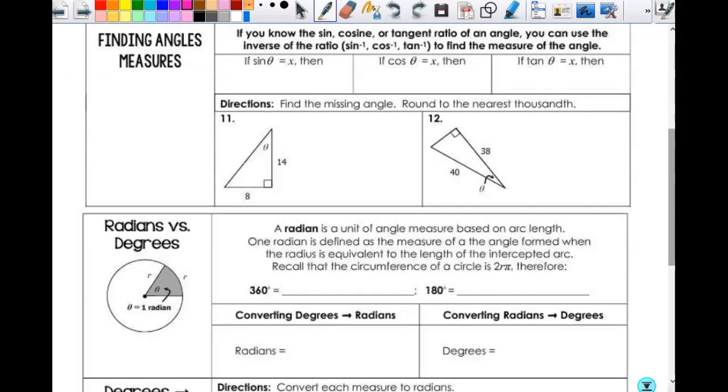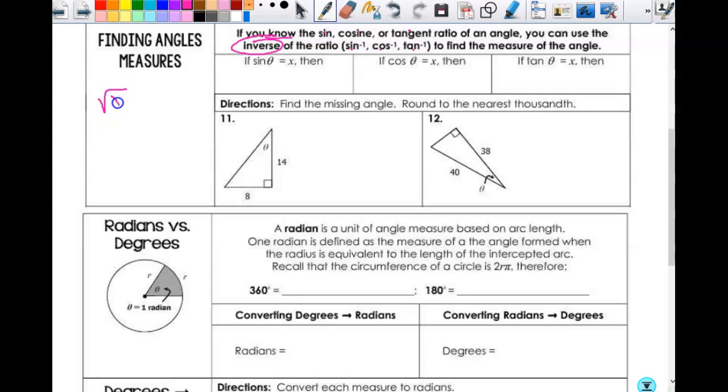So if you know the sine, cosine, or tangent ratio, then you can use the inverse of the ratio. So listen carefully to this as well. This is sine inverse, cosine inverse, and tangent inverse. It is not sine to the -1 power or anything ridiculous like that, okay? So here's a little side note of this, because this came up earlier too.